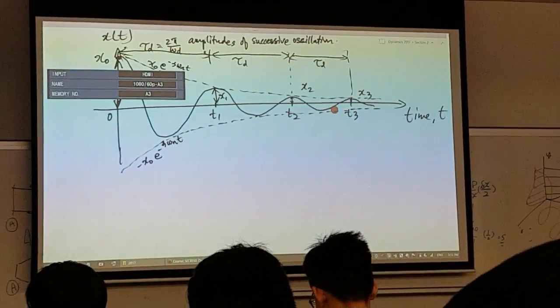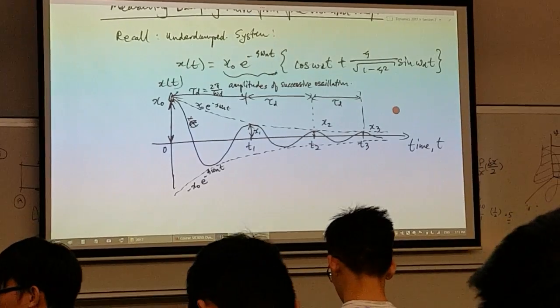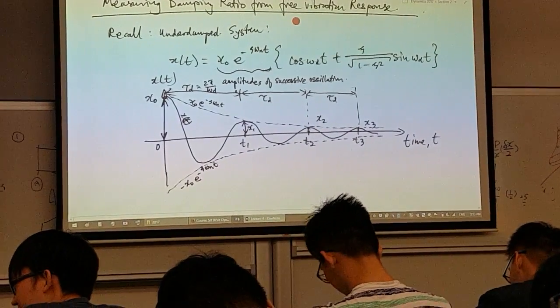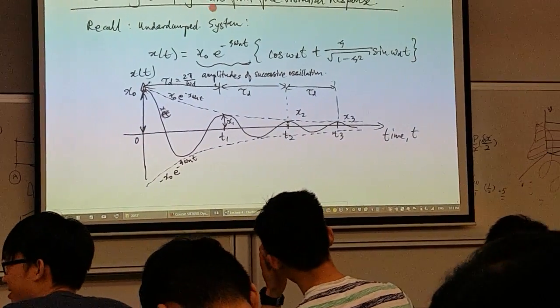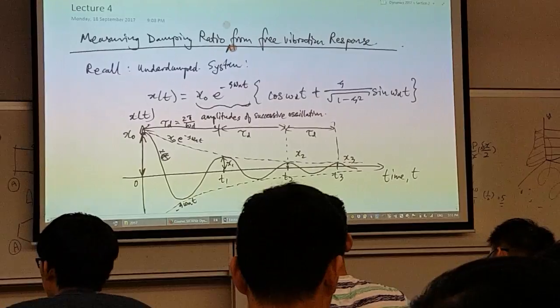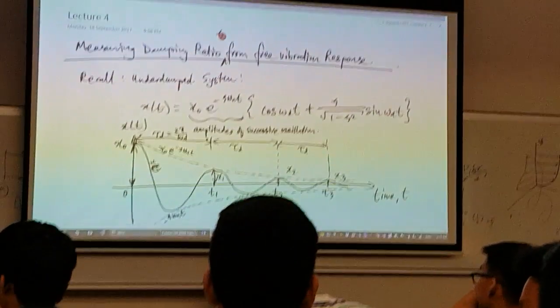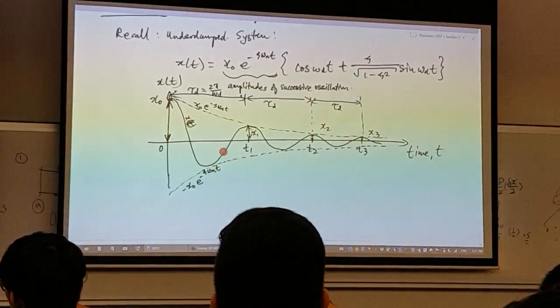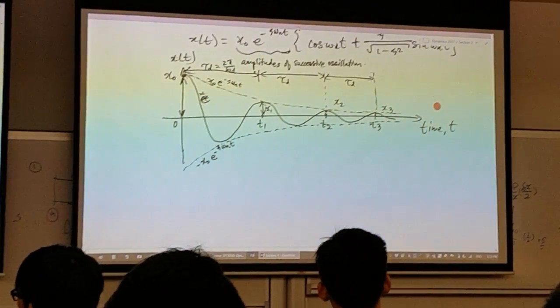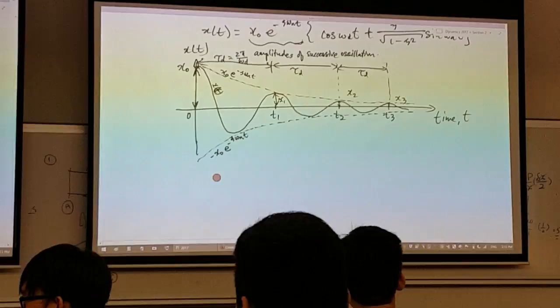So what I need to do is that, remember, this topic here is to find out the damping ratio. Damping ratio is zeta. So it's called the damping ratio. How can I find out the damping ratio from a graph like that? I need to do some mathematics.